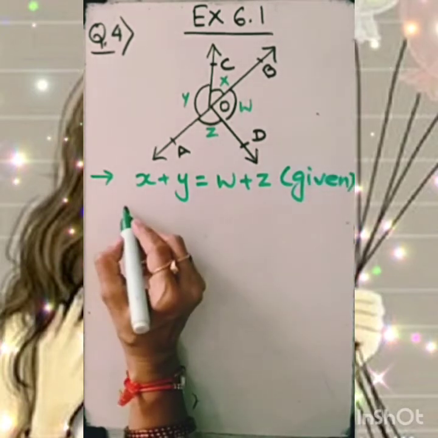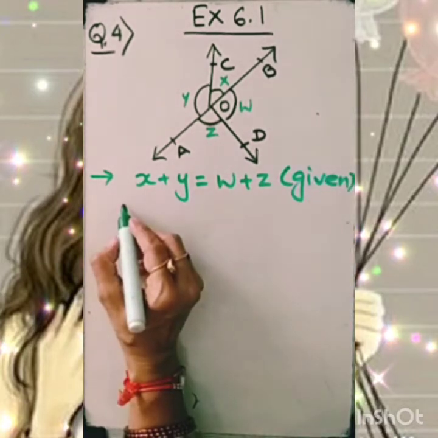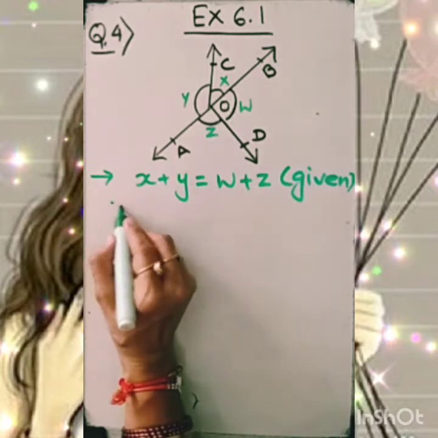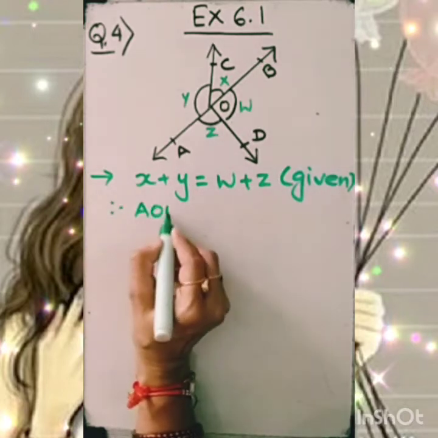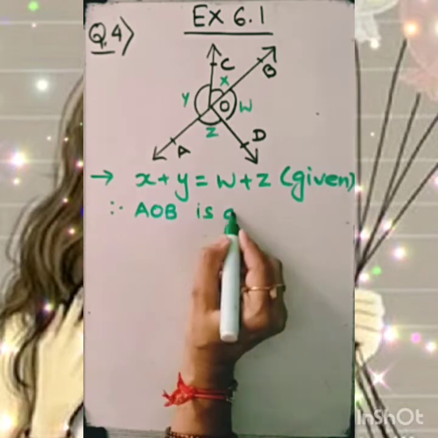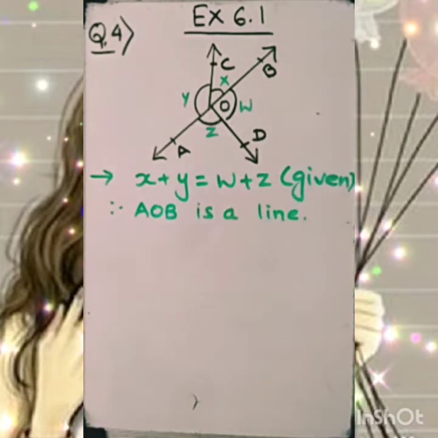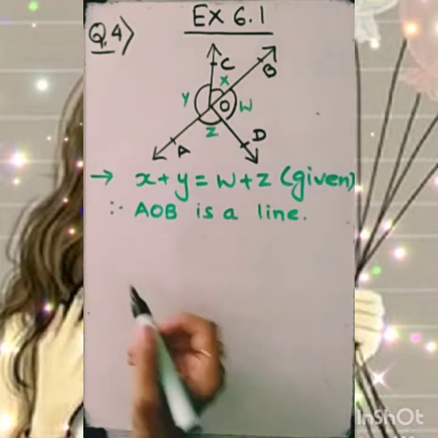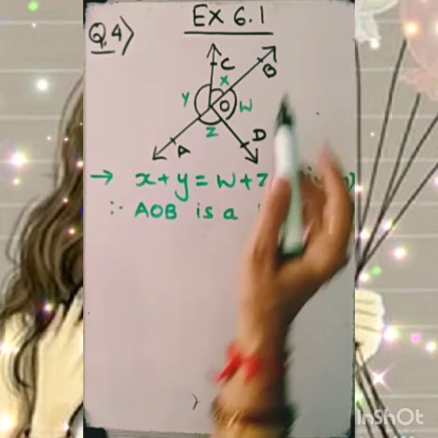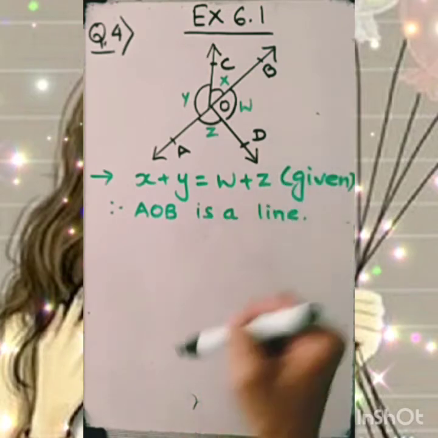And what do we have to prove? We need to prove AOB is a line. AOB is a line, it means we need to prove AOB is 180 degrees. Then also it's the same thing. So first of all, just observe, we have to prove that AOB is a straight line.